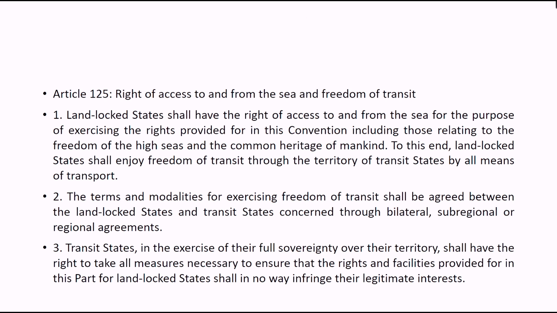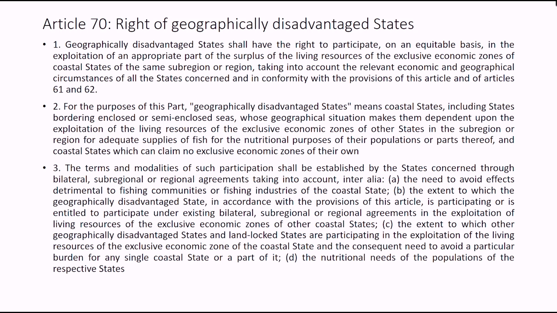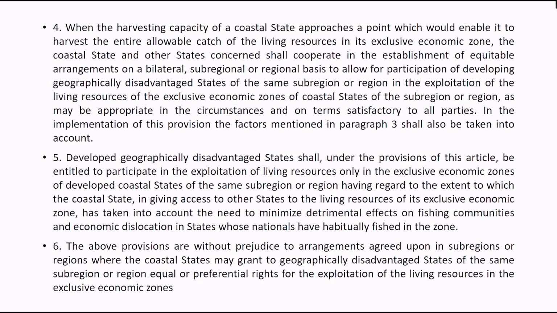So, landlocked states also carry similar kinds of rights as far as transit passage etc. is concerned, and we have already discussed that particular aspect. And we see that when harvesting capacity is reached or when excess is available, it must or can be supplied to the landlocked or geographically disadvantaged states. So, provisions have been made under the United Nations Convention on the Law of the Sea, where the interest of the landlocked and geographically disadvantaged states have been taken into account under Articles 124, 125, 70 and some other provisions.